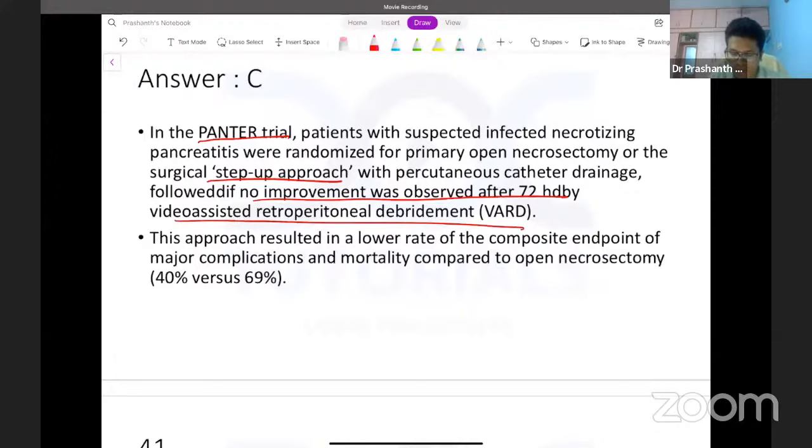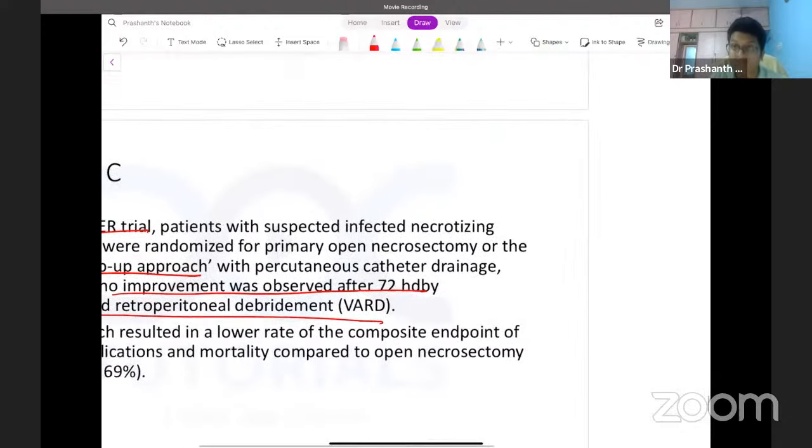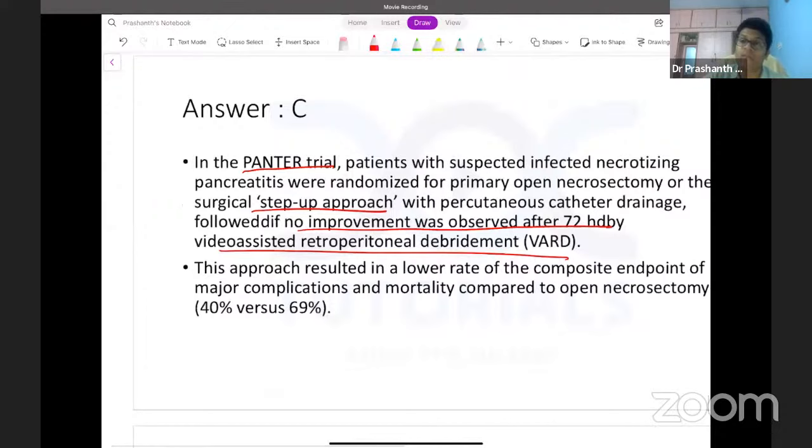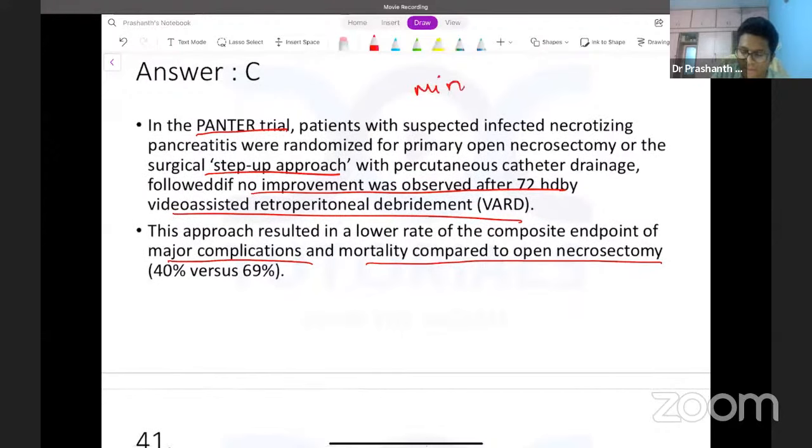So the first thing is they have compared primary necrosectomy and step-up therapy. And when they show there was no difference, it means that even step-up therapy is as good as or even better than going directly with surgery. So step-up has been favored. Okay. And it also has a lower rate of major complications and mortality compared to open necrosectomy. So your option in this kind of question should be first a minimally invasive procedure.